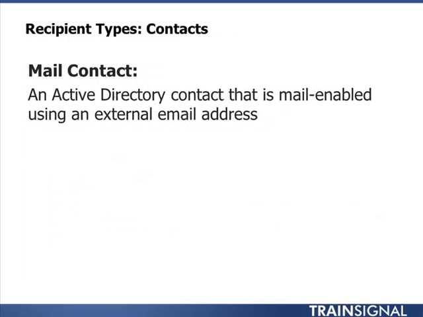The next recipient type is contacts. Now, there are two different types of contacts, and they're similar, except that they have one unique difference. The first is a mail contact. This is an Active Directory contact that is mail-enabled, using an external email address. So when you create a mail contact, there is an Active Directory object that's created, and it's a contact object, and it's mail-enabled in that there's an external email address. Let's say it's a yahoo.com, a hotmail.com, or whatever. It can be another company.com. It doesn't matter.